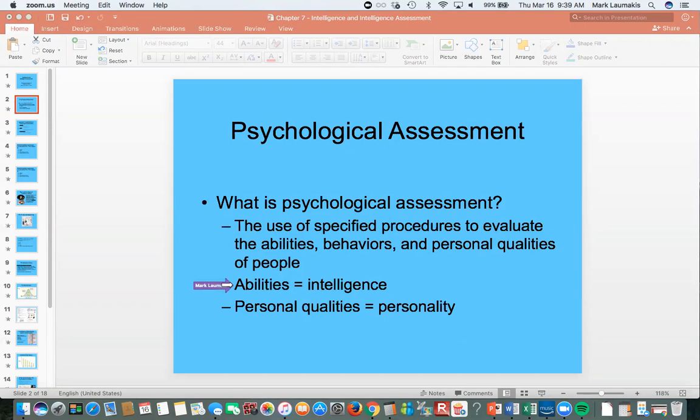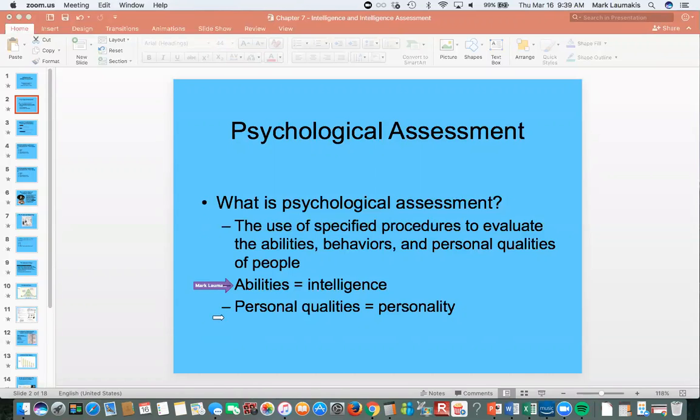When we talk about abilities, we might be talking about something like intelligence, right? Or maybe we're looking at somebody's mathematical skills or their memory abilities. Those would all be different forms of abilities that we could examine via psychological assessment.